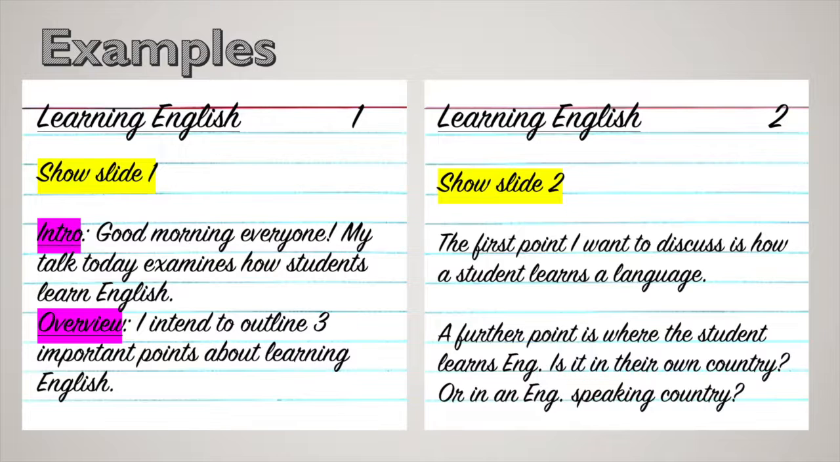So, moving on to slide 2, I would show slide 2 and I would say, "The first point I want to discuss is how a student learns a language." And I will discuss how the student learns a language. A further point is where the student learns English. Is it in their own country or in an English-speaking country? And I would talk about where the student learns English.